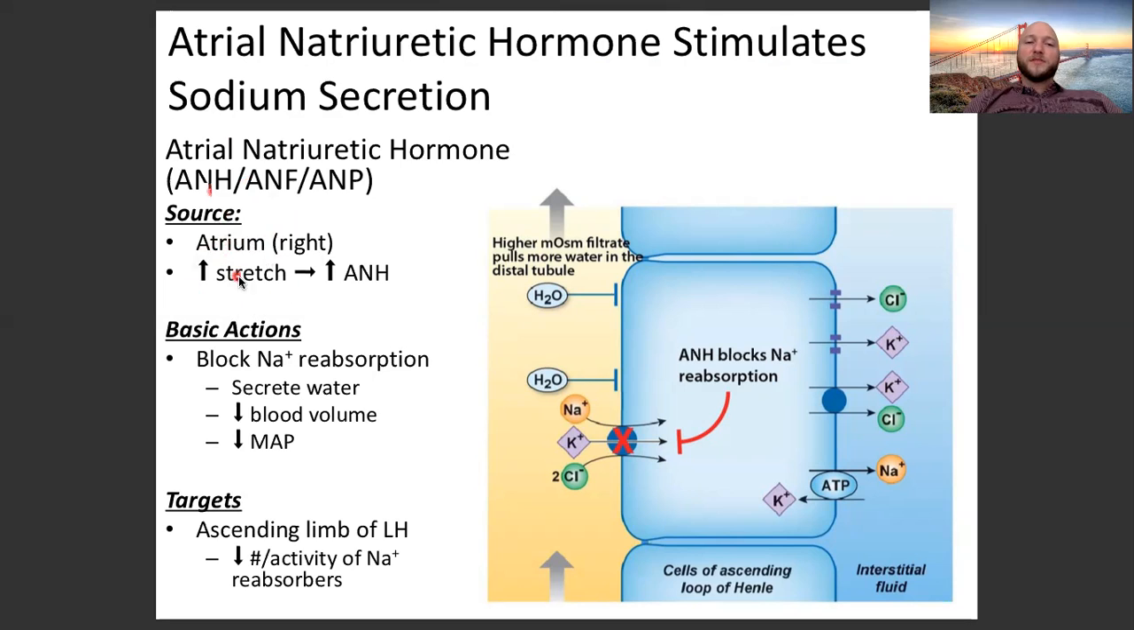When there's an increase in stretch of the right atrium, there's an increase in ANH production. Basic action: it blocks sodium reabsorption. If sodium is not able to be reabsorbed from the renal tubule system, it's going to stay in the renal tubule system, and water is going to stay with it. So that water gets peed out, it gets secreted. This decreases our blood volume and decreases our MAP. It targets the ascending limb of the loop of Henle, and it decreases the number and activity of sodium reabsorbers.